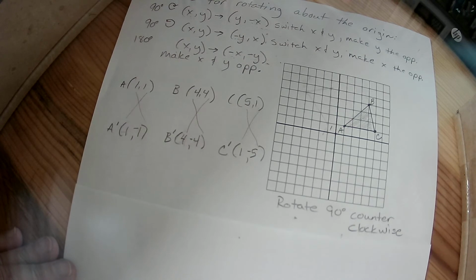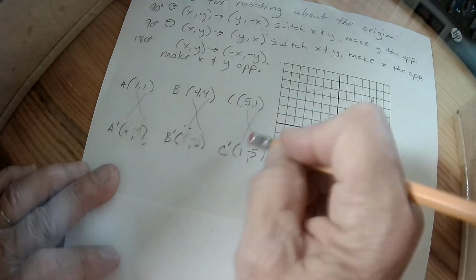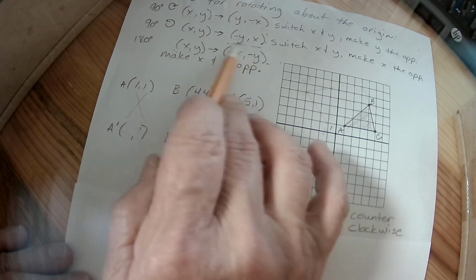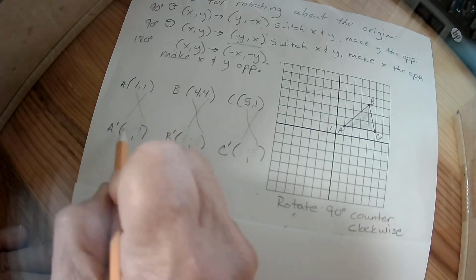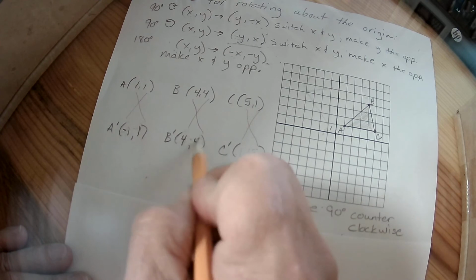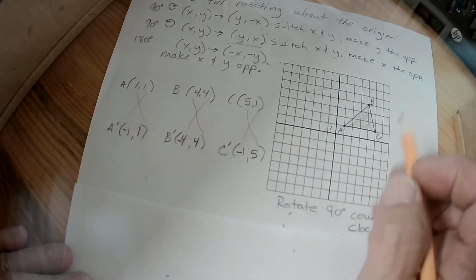Alright, so, I already messed up because I forgot that we were going counterclockwise. This is the rule for clockwise. So, let's erase these. We're going counterclockwise, so this is the rule that I want to use. We're going to switch those. Switch. This one becomes negative. Do the switch. No switching. This one becomes negative. Do the switch. This one becomes negative. Let's try that.